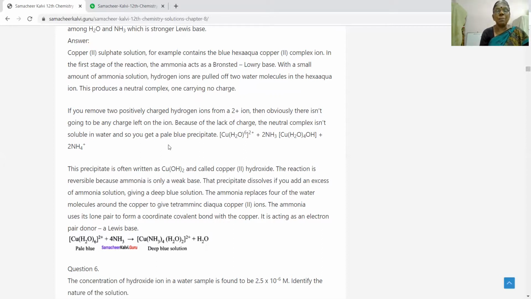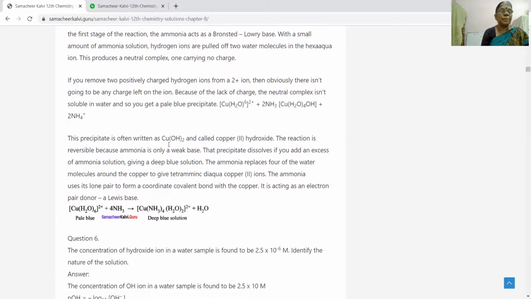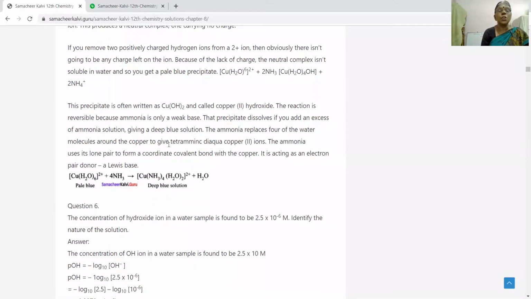The neutral complex is not soluble in water and so you get a pale blue precipitate, that is Cu(H2O)6 2 plus plus 2 NH3 gives Cu(H2O)4(OH)2 plus 2 NH4 plus ion. This precipitate is often written as Cu(OH)2 and it is called copper 2 hydroxide. The reaction is reversible because ammonia is only a weak base. That precipitate dissolves if you add an excess of ammonia solution and so you will get a deep blue solution.